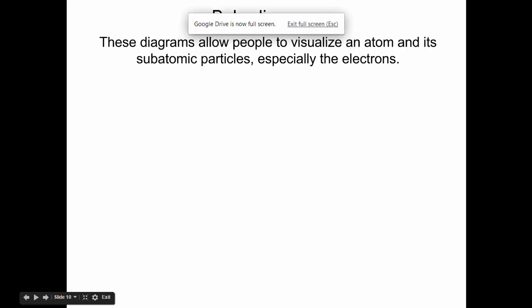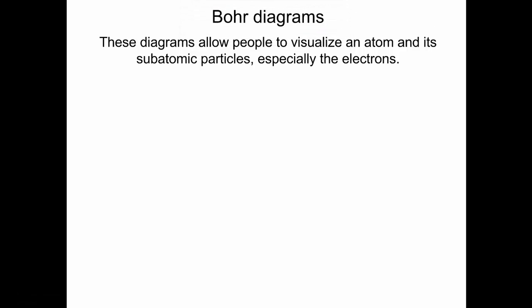Okay, so now we're going to talk about Bohr diagrams. The purpose of a Bohr diagram is to allow people to visualize the atom, what it looks like, and the subatomic particles, and specifically to show the placement of the electrons in an atom. So there are some steps to drawing a Bohr diagram.